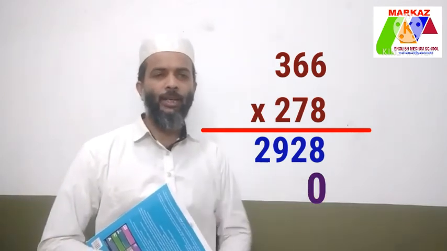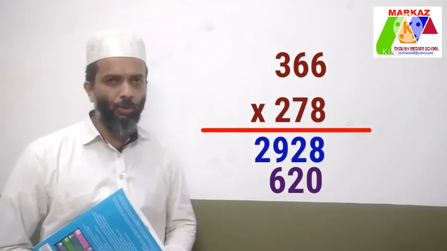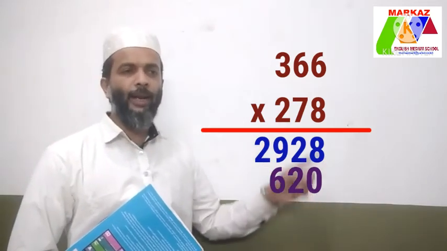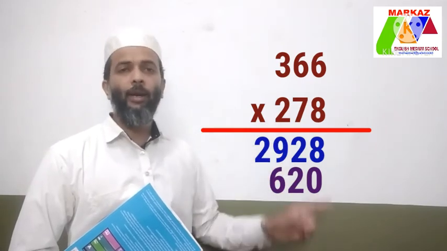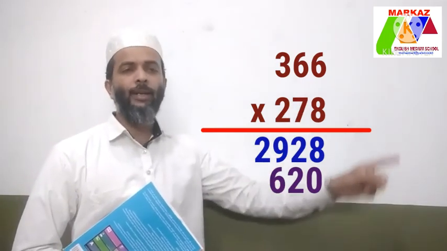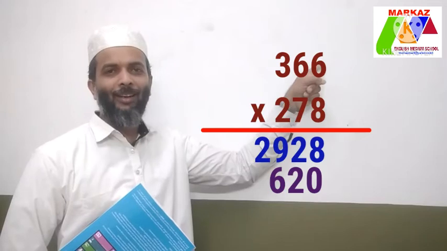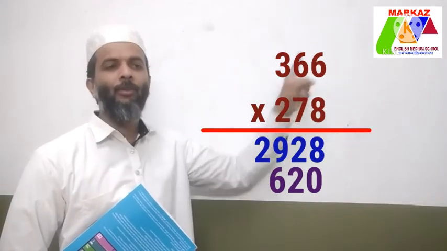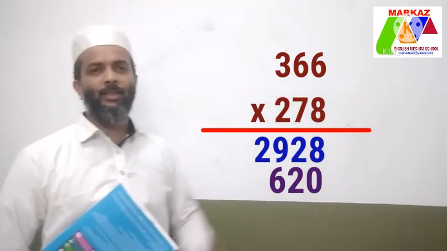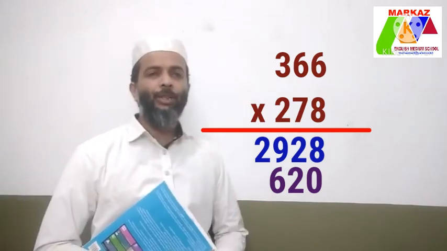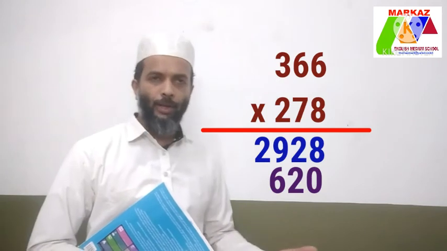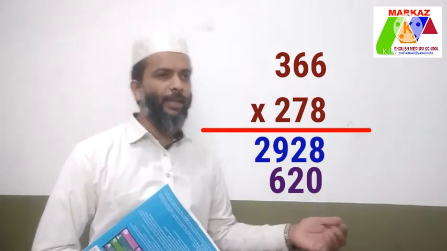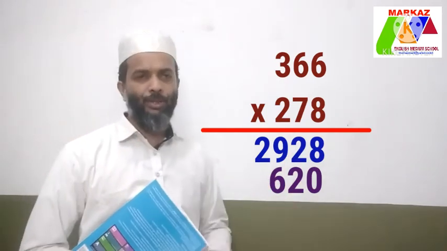So 7 into 6 is equal to 42. Write 2 in the tens place, not the ones place. Ones place is 0. 2 in the tens place, 4 in the hundreds place. 7 into 6 is equal to 42. 42 plus 4 is equal to 46. 6 in the tens place, 4 in the 100 place.